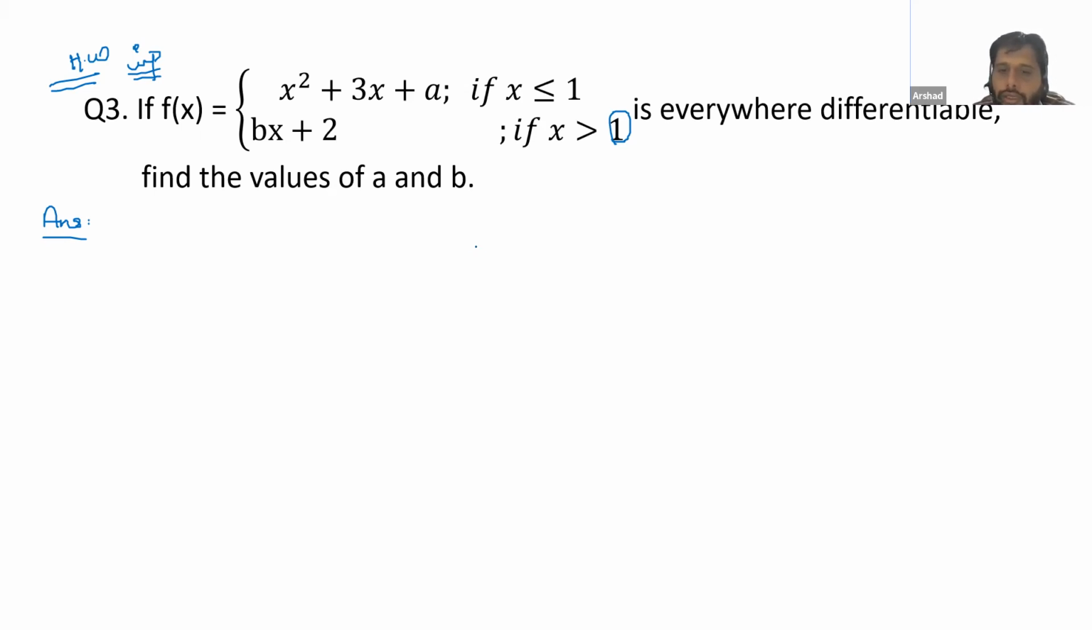For LHD, we have to use the second equation. Why second? For LHD, this is 1. So for LHD means you are approaching from the left side. Approaching from the left side means slightly less than 1. Check here. Here you have the value for less than 1 and also for equal to 1. So you have to use this one for LHD.